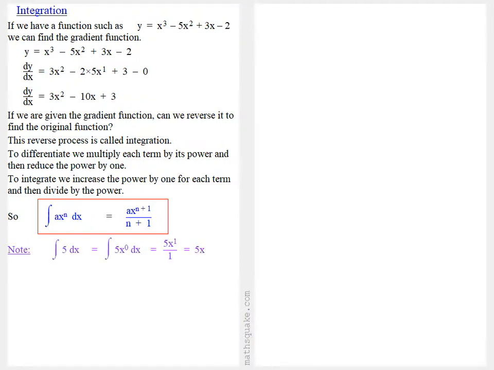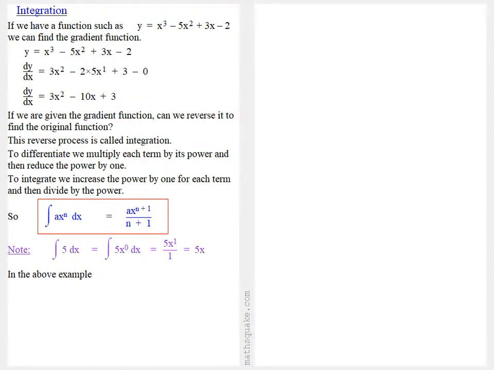Note, if you're just integrating a number, such as the number 5, that can be written as 5x to the power 0, so we increase the power to 1 and divide by 1. That gives us 5x to the 1 over 1, which is equal to 5x. It's easier to remember when integrating a number, we just multiply it by the variable.